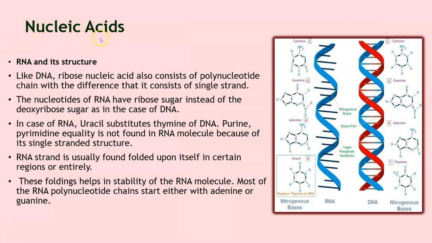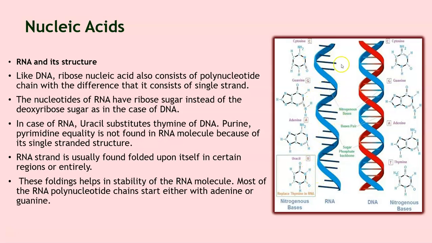Students, another nucleic acid that is found in living organisms is the ribose nucleic acid, which is also called RNA. In most organisms, it is not found to be hereditary material, but in certain organisms like the tobacco mosaic virus, it is the hereditary material. Like the DNA, ribose nucleic acid also consists of a polynucleotide chain, with the difference that it consists of a single strand. Here, have a look at this image.